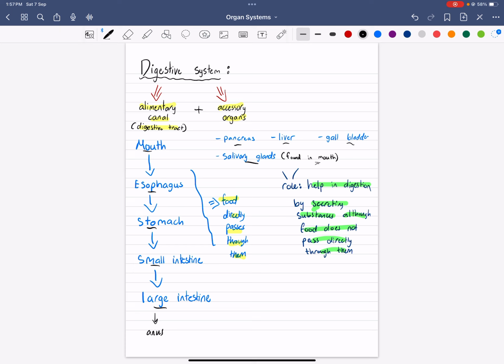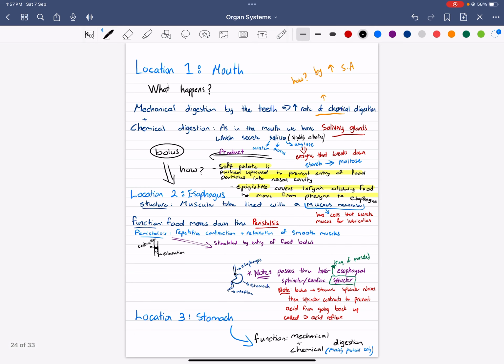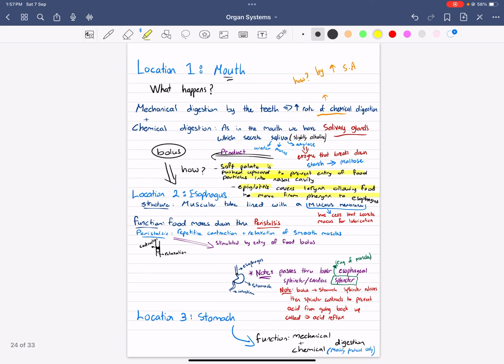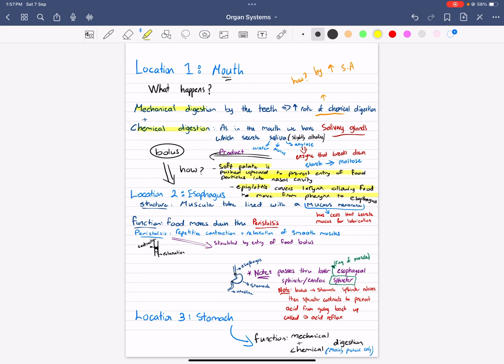So first, let's look at the alimentary canal. The first location is the mouth. Now what happens in the mouth? We have two types of digestion, as we said before. If you didn't watch the first video, make sure to watch it. We have mechanical digestion and chemical digestion. Both of those start at the mouth.